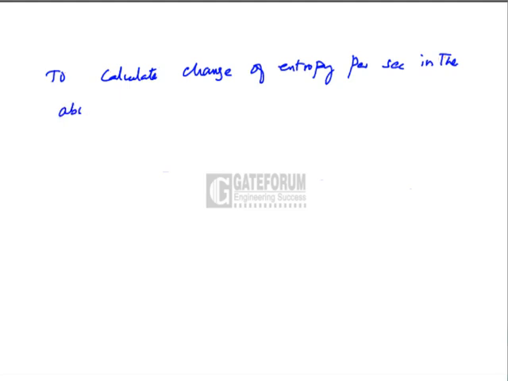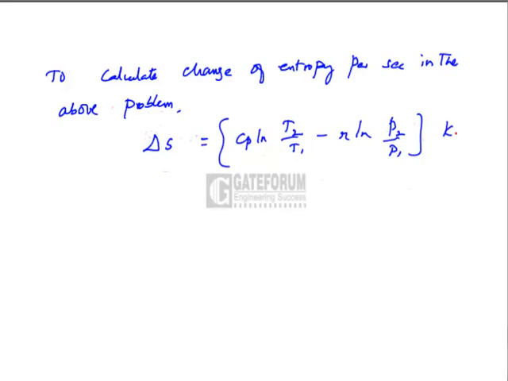To calculate change of entropy per second in the above problem, we can use the change of entropy relation, that is delta S is equal to Cp ln T2 by T1 minus R ln P2 by P1, in kilojoule per kg Kelvin.